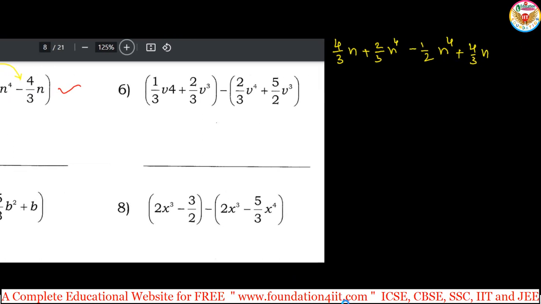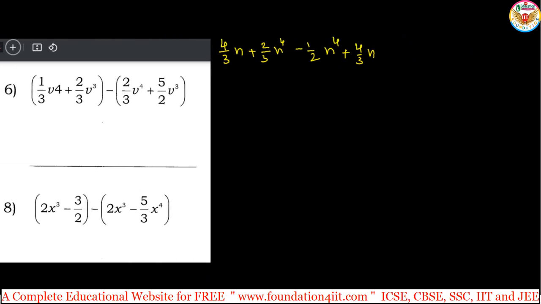Now we are supposed to simplify this. Just observe and combine the like terms. Like terms are these both: 4 by 3n plus 4 by 3n. So 4 by 3 plus 4 by 3 to simplify, that is 8 by 3. So these two give 8 by 3n.